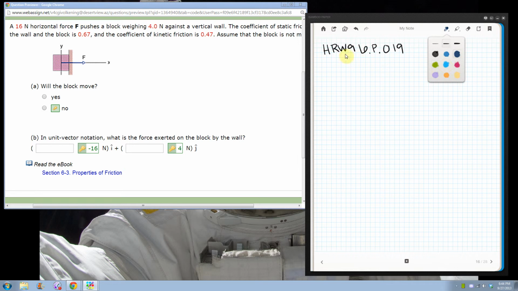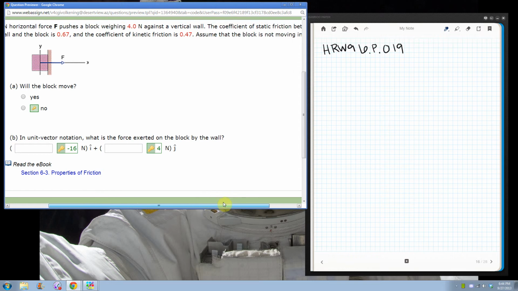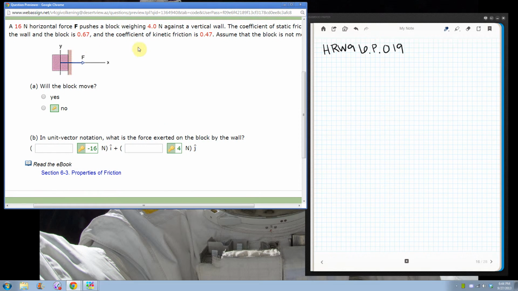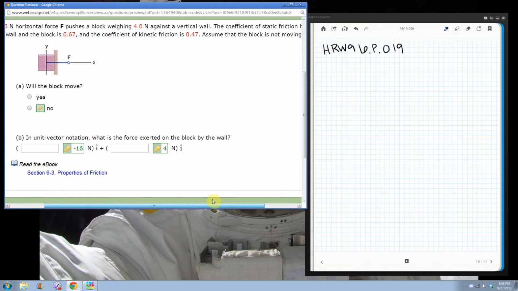Alright, this is HRW96P019. We've got a 16 newton horizontal force F that pushes a block weighing 4 newtons against the vertical wall. The coefficient of static friction between the wall and the block is 0.67, and the coefficient of kinetic friction is 0.47. Assume that the block is not moving initially.